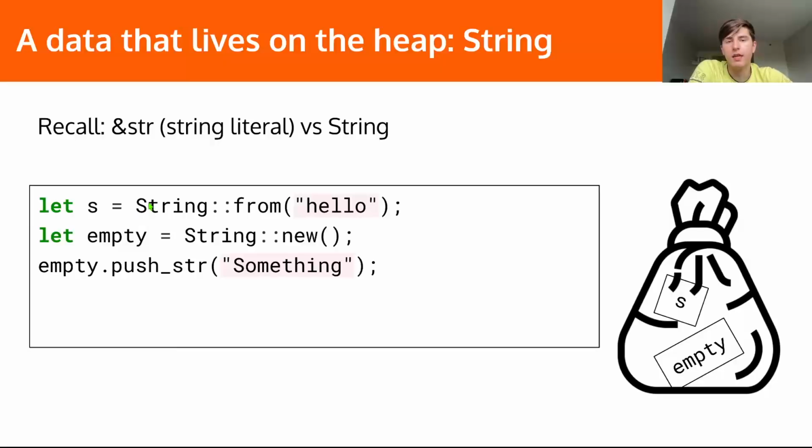This involves data that also lives on the heap, like a string, for example. This is a variable size array of characters that is managed for you by the Rust standard library. And you can push more strings and characters onto the string and increase its size.